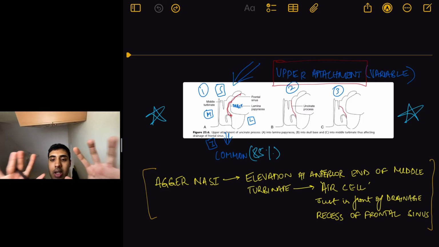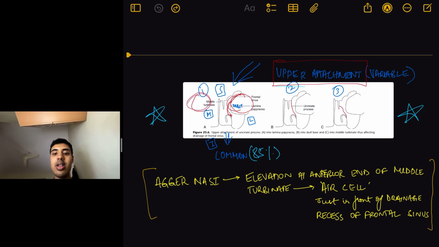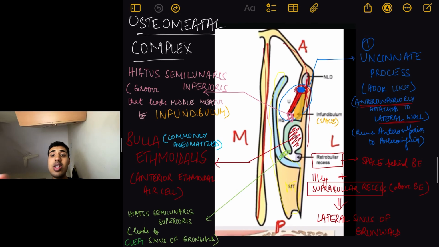This is also the front view. Do you get it? It goes, and this is the orbit where you have your eye. You have your other eye here. So it goes and attaches to the lamina papyracea, or the medial wall of the orbit, in the majority of cases. But rarely it can get attached to the base of the skull and to the middle turbinate. These are the upper attachments, variability in the attachments, but most commonly the uncinate process gets attached to the lamina papyracea. This is just one component.